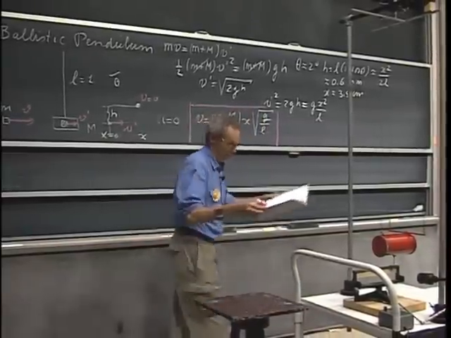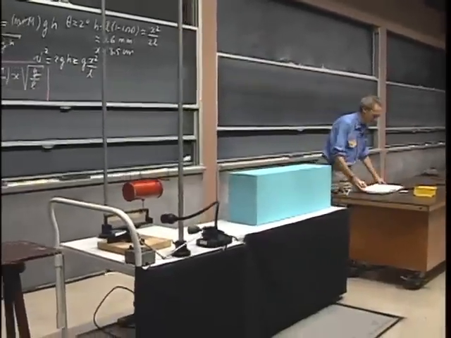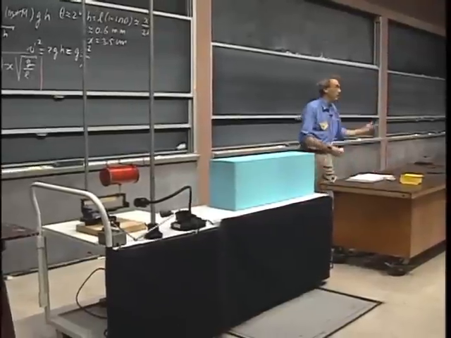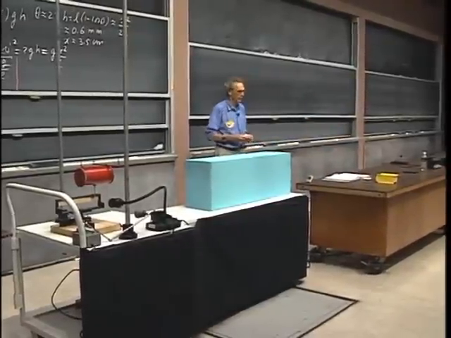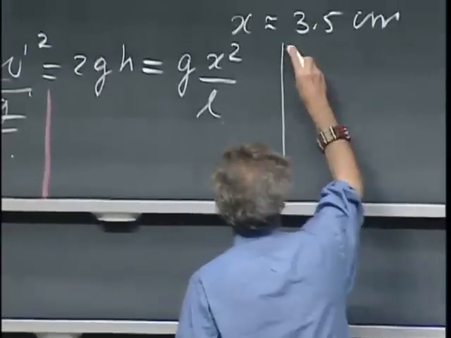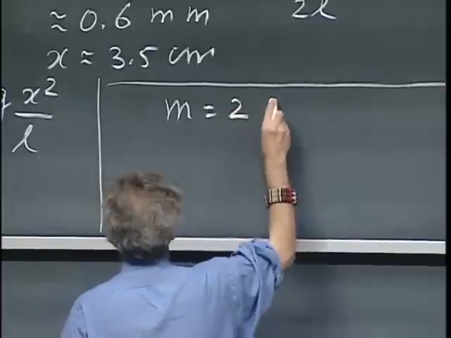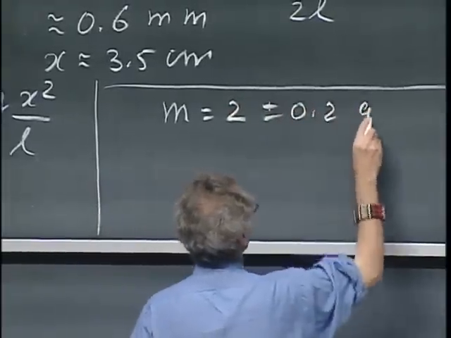We're going to measure the speed of such a bullet. We did that before. We should get a number which is not too different. I think we got something like 200 to 250 meters per second. I will give you the input for this experiment. The bullet mass is 2 plus or minus 0.2 grams.